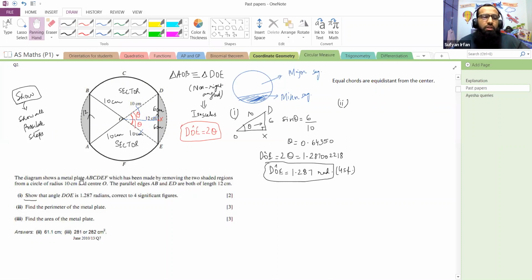In part number 2, the examiner is saying find the perimeter of the metal plate. Now we need to know that perimeter means the sum of all boundaries. What is the meaning of perimeter? The meaning of perimeter is that we have to add all possible boundaries together. Now if we talk about the metal plate, the name of the metal plate is A, B, C, D, E, F.